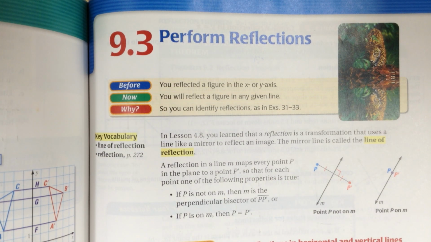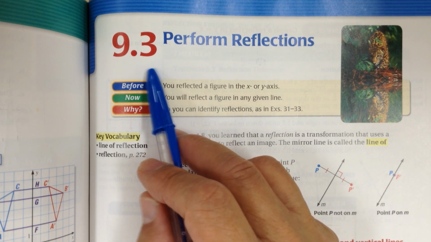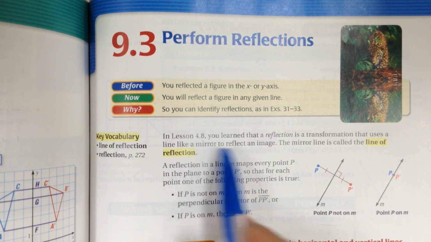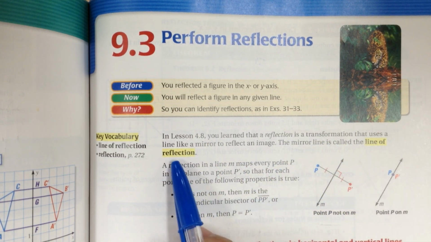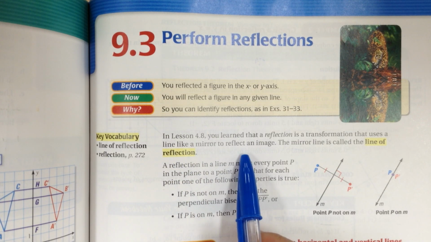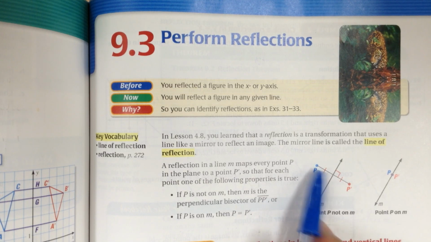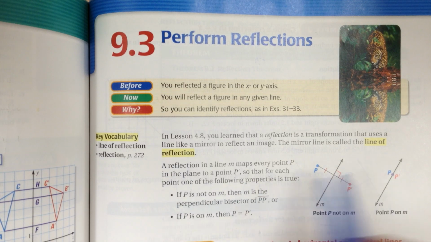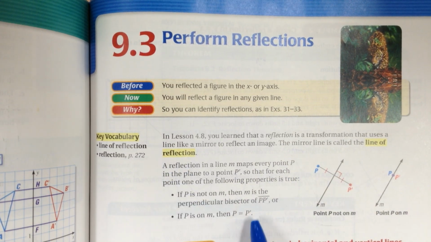Let's go to page 589. This is lesson 9.3. This lesson is to perform reflections. It says in lesson 4.8, you learned that reflection is a transformation that uses a line like a mirror to reflect an image. So again, this is a line of reflection. So you flip this image over. The mirror line is called a line of reflection. So again, this line, acting like a mirror, is called a line of reflection.